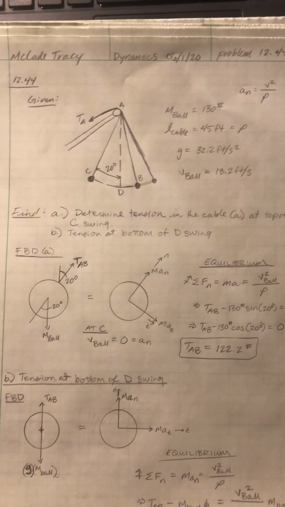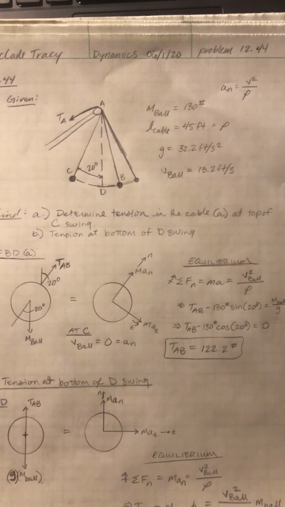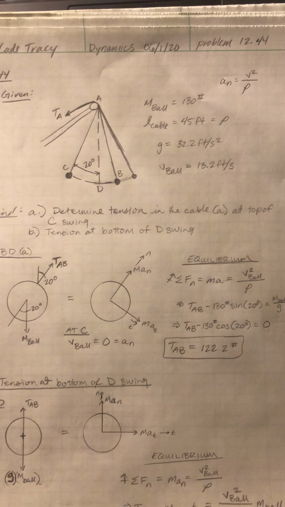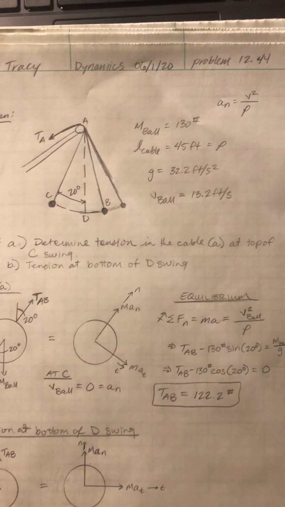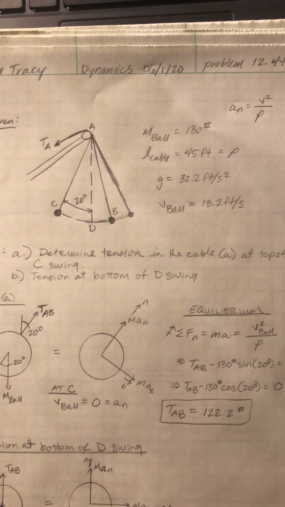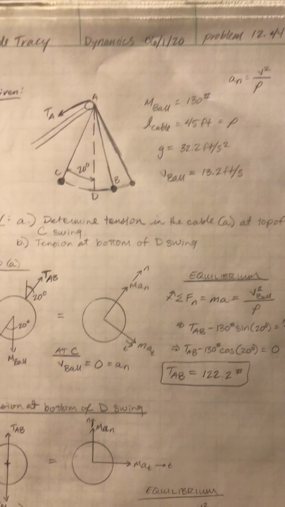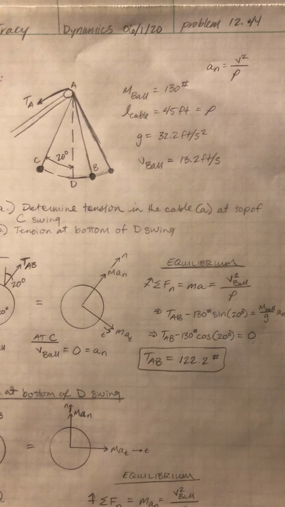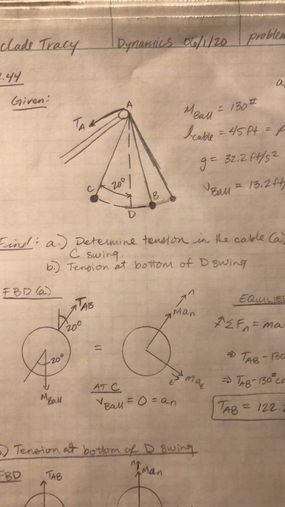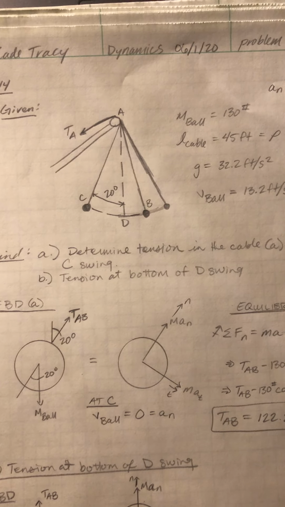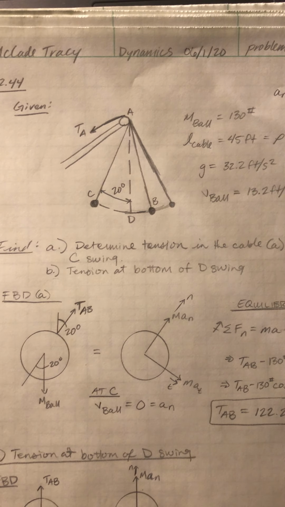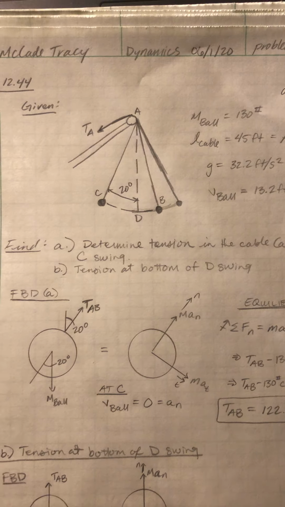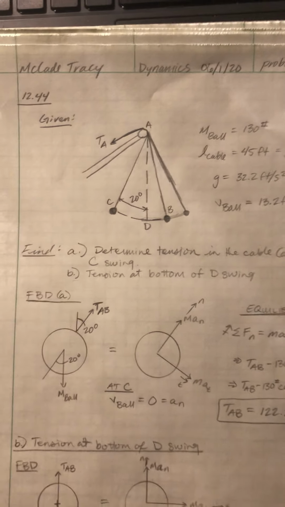Next question, we have a wrecking ball attached to some equipment, and we're given the values. We're asked to determine the tension in the cable at the top of swing C and at the bottom of when the wrecking ball is at position D.